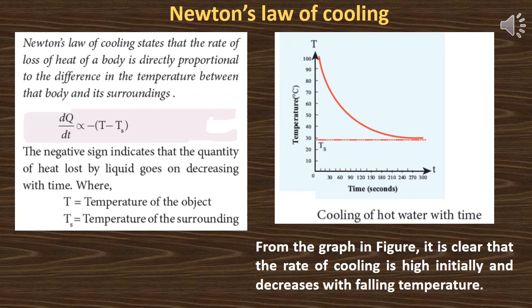If the temperature difference between the body and the surrounding is more, rate of loss of heat of the body will also be more. It shows that the object will be cooling at a much faster rate. If the temperature difference is more, the object will be cooling at a faster rate. Rate of loss of heat will be more. Here the negative sign indicates that quantity of heat lost by the body goes on decreasing with time.